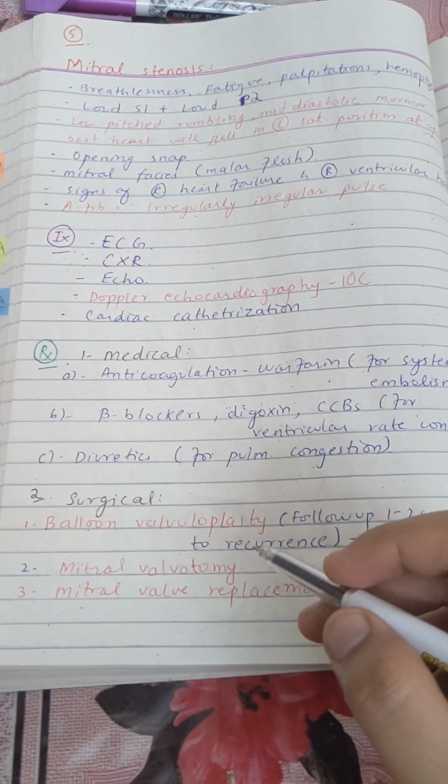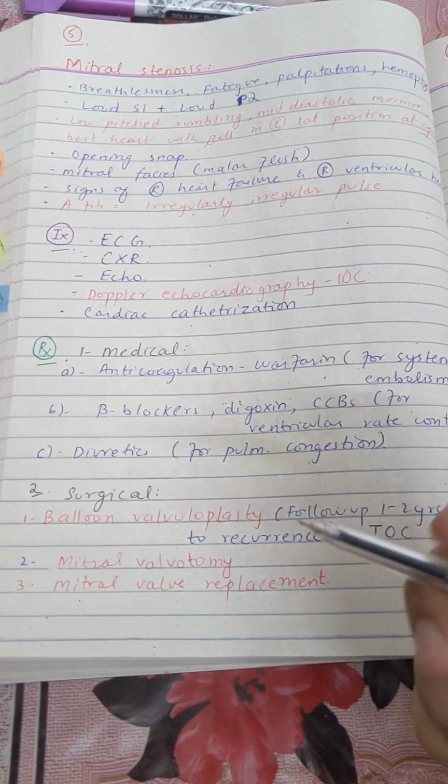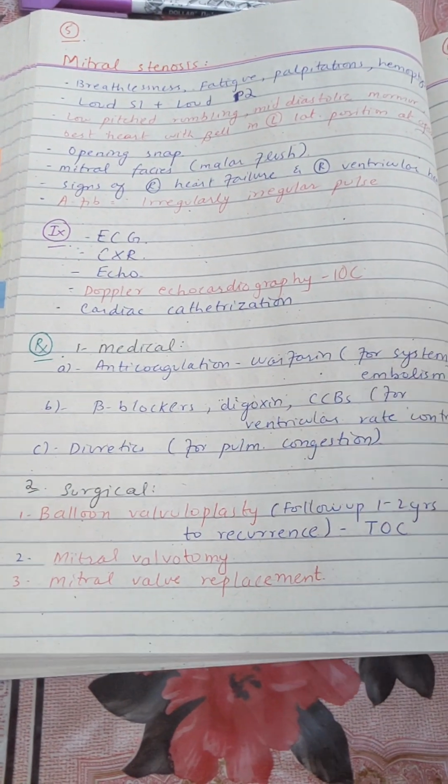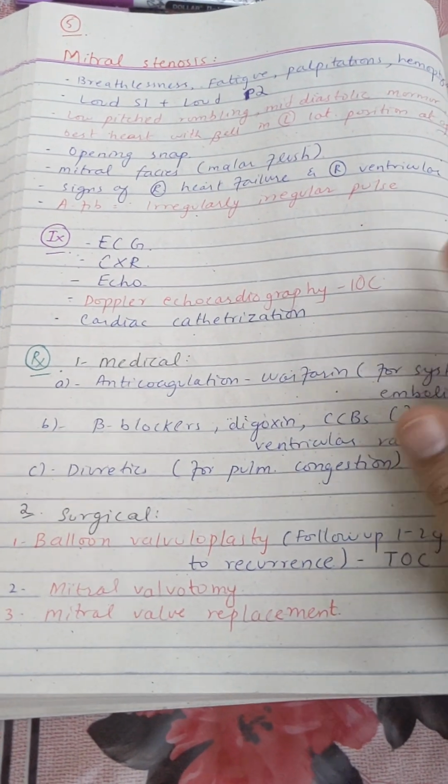and you can also do a mitral valvotomy, and mitral valve replacement will be the definitive treatment. So balloon valvuloplasty, mitral valvotomy and mitral valve replacement. So these are the surgical options, and these were the medical options available, and these are the investigations.